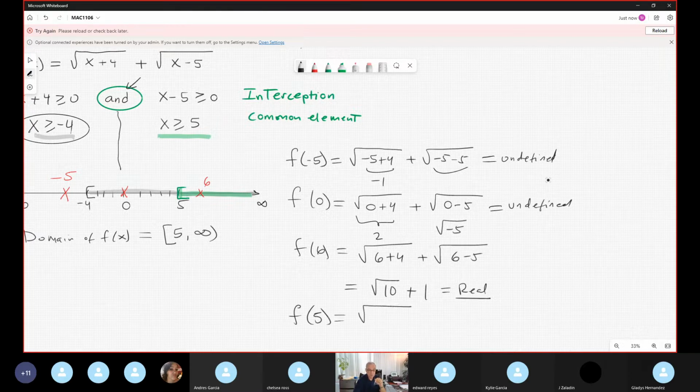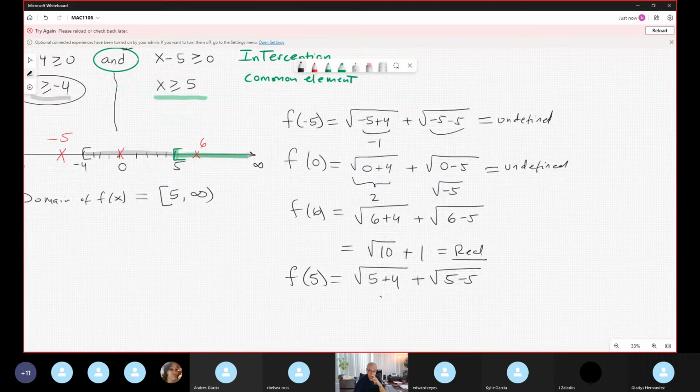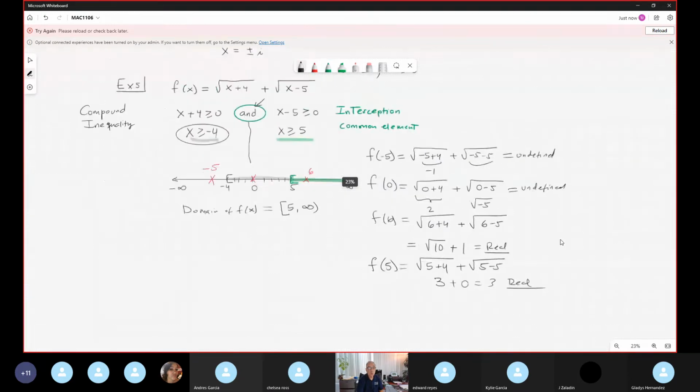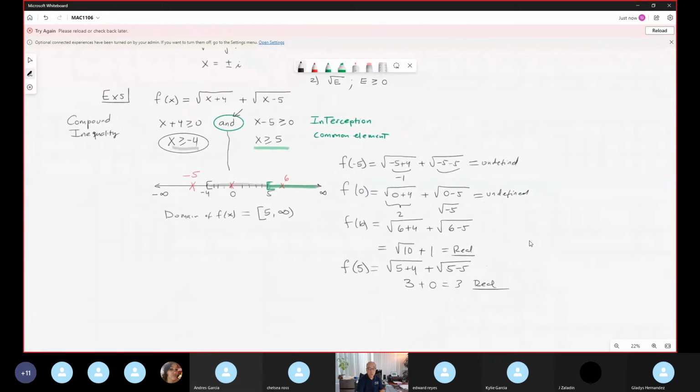Look, this is 5 plus 4 plus square root of 5 minus 5. I am plugging in 5. 5 plus 4 is 9, and the square root of 9 is 3. 5 minus 5 is 0, and the square root of 0 is 0. We get 3. Do you understand the idea very well? Yes. Okay, so when you have different radicals, you take them one by one, convert each into an inequality, solve each inequality separately, and finally connect them. And remember, it's an intersection.